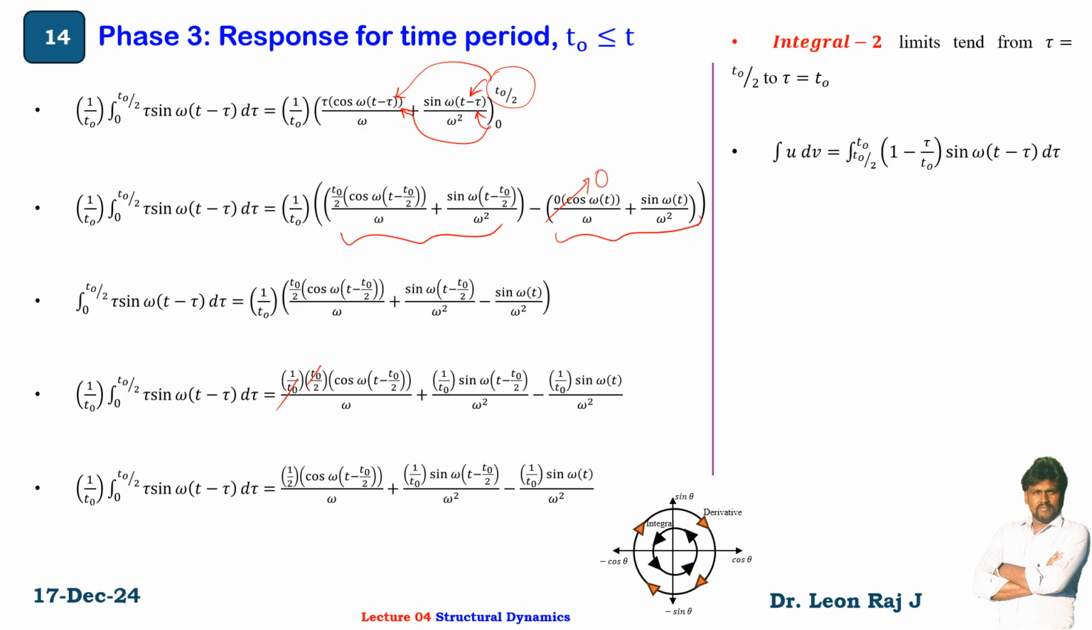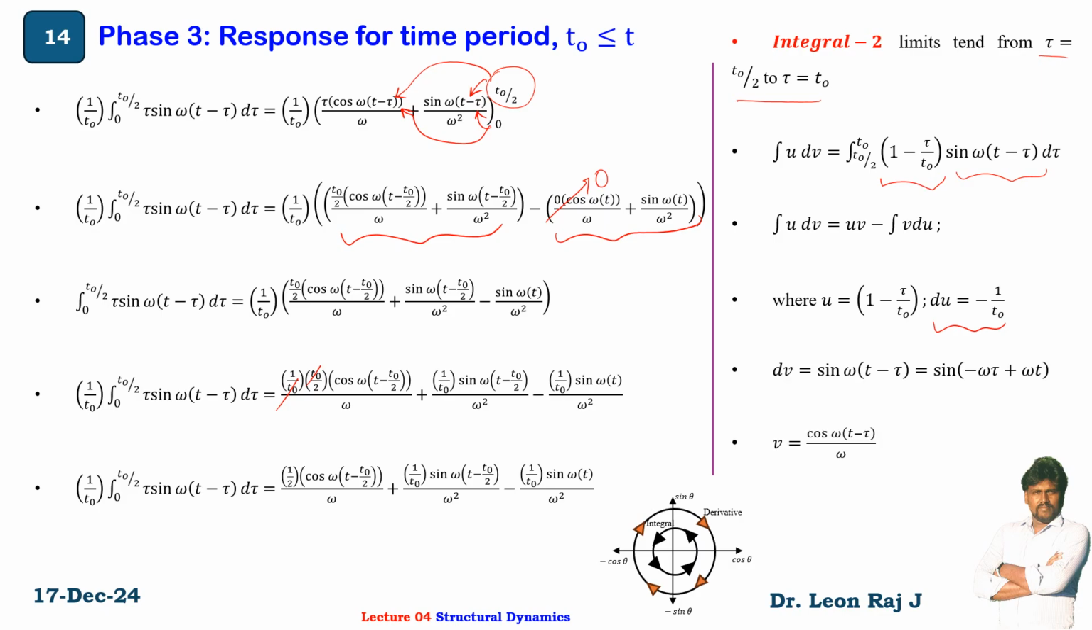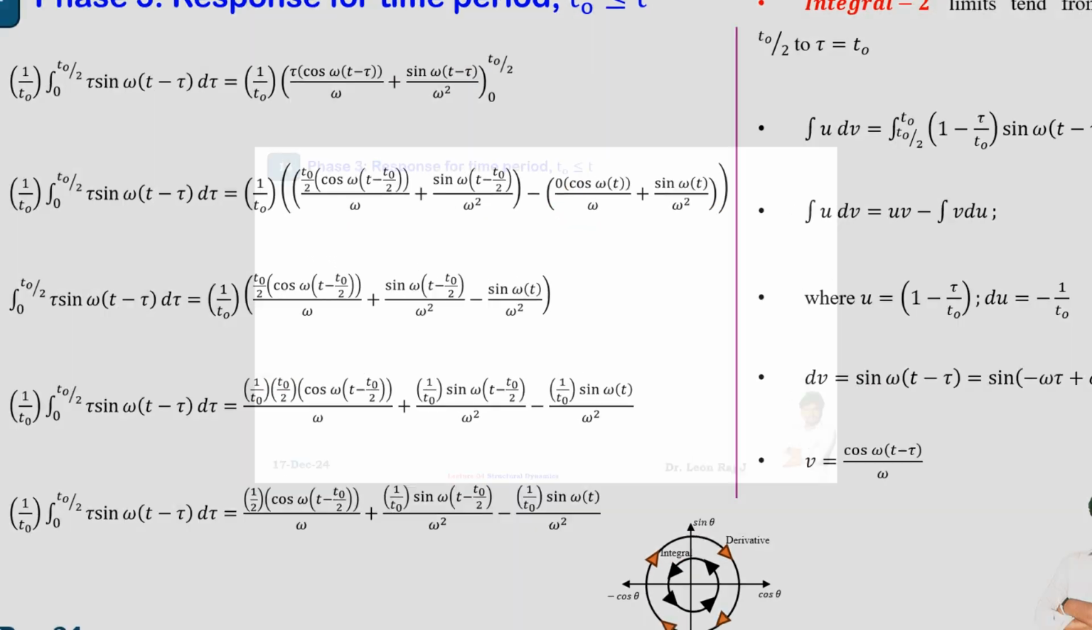Next is integral 2, with limits from T0 by 2 to T0. For the first part, u is equal to 1 minus tau divided by t0, and du equals minus 1 by t0 because tau is the variable. dv is as I explained earlier. This is your sine theta, and you have to find the integral. The integral is minus cos theta. Already you have minus omega, so minus minus gets cancelled. Your v value equals cos omega (t minus tau) divided by omega.